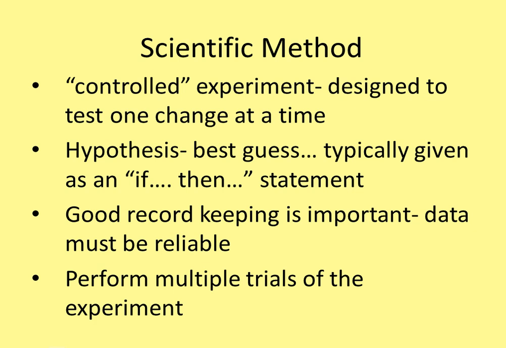Lastly, the scientific method typically involves performing multiple trials of the same experiment. By doing the experiment several times, the scientists can be sure that the results that they're getting are consistent.